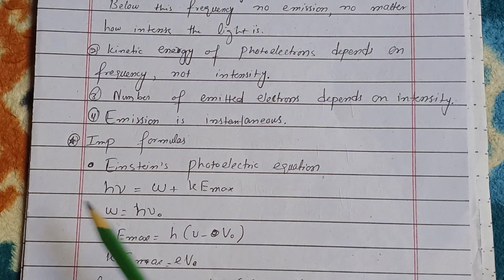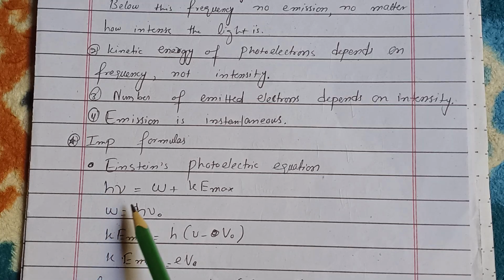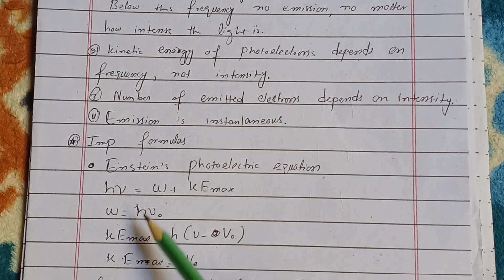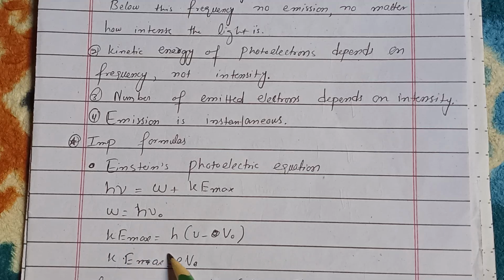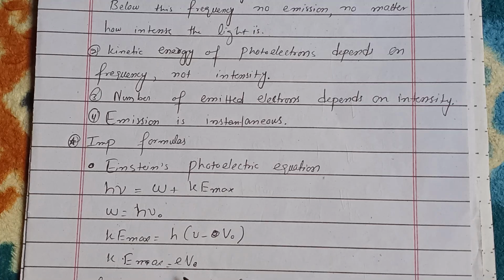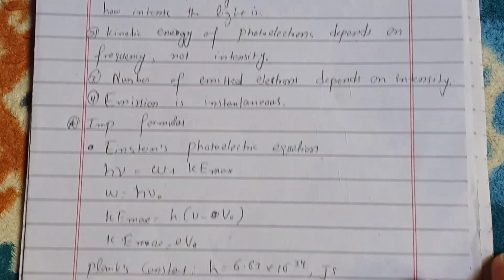Einstein's photoelectric equation is hV equals W plus KE maximum. Here h is the Planck constant, V is the frequency, W is the work function, and KE is the kinetic energy. W is equal to hV naught, so the maximum kinetic energy is equal to h(V minus V naught), and the maximum kinetic energy is also equal to eV naught. These are the formulas you must remember.